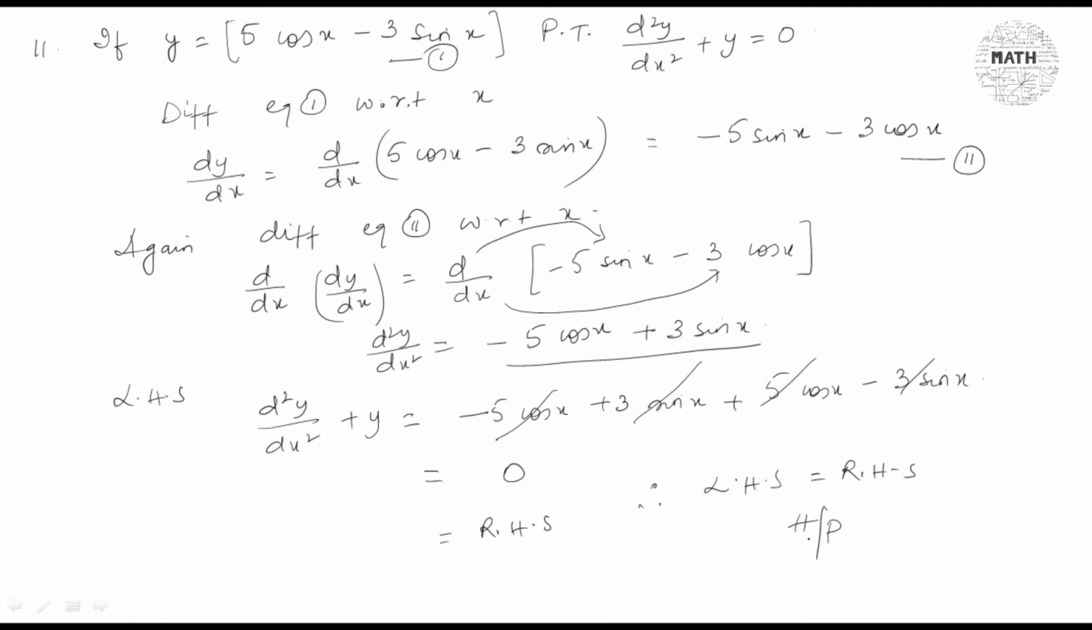Okay, let me again jump to your question number 15. Question number 15 is given to be y is equal to 500 e to the power 7x plus 600 e to the power minus 7x. I have to show that d square y by dx square is equal to 49y.